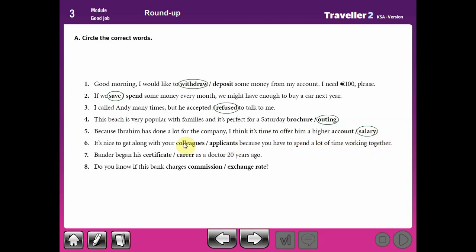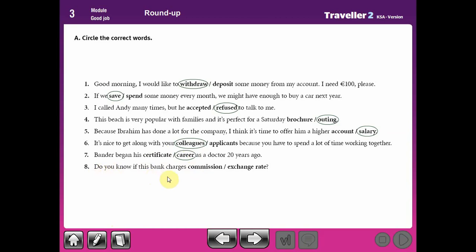Who do we have here? Colleagues: the people who you work with. And you have the applicants. Applicants means the people who come to apply for a job or something like this, right? When you work together in a place, I'm talking about colleagues. Here Bandar began his certificate or career as a doctor. So I'm talking about a job here, not the paper. The paper is the certificate, but the career means the job. So, began his job or career.